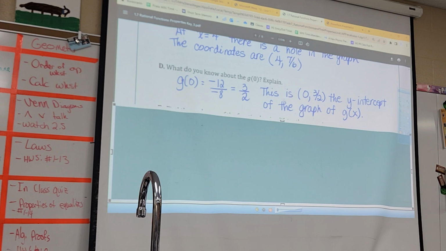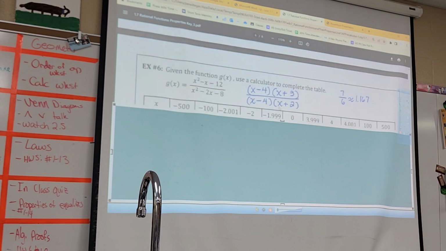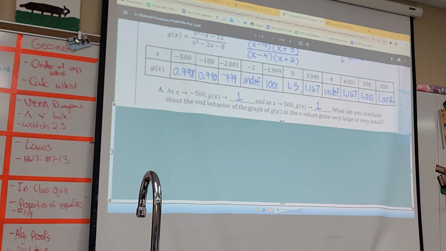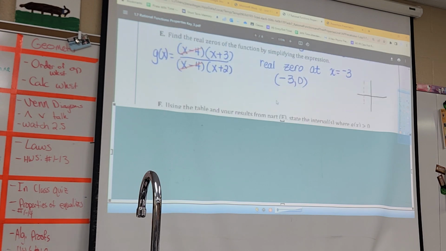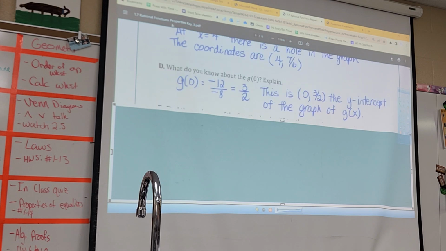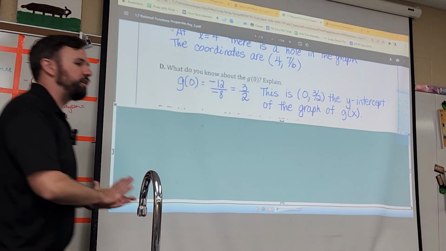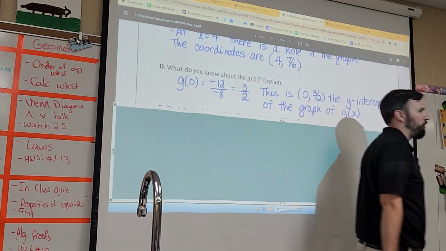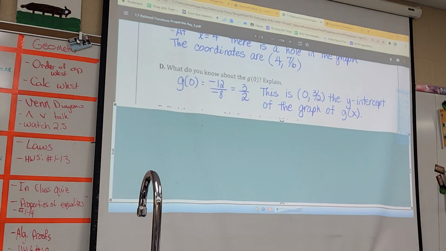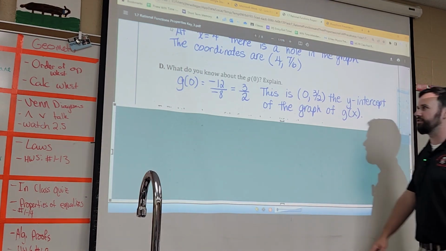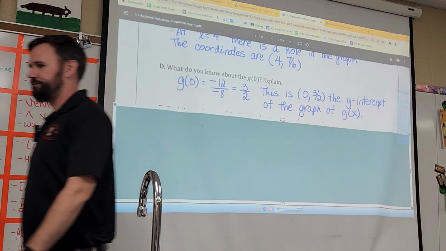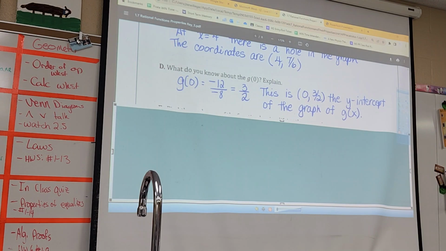What do you know about g of 0? Oh. It's 1.5, because what did the chart tell us? At 0, it's 1.5. What's that? That's our y-intercept, right? You plug in 0 to get your y-intercept. That was a big question I got asked on the homework, is how do I find the y-intercept? You plug in 0 for x, and that'll tell you where you cross the y-axis. Okay.